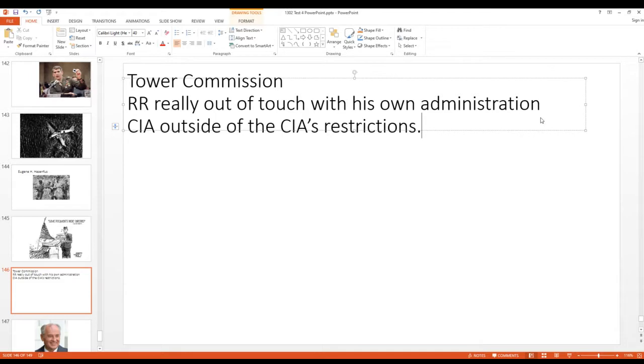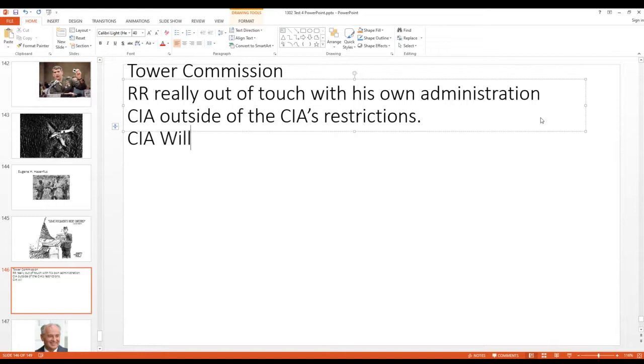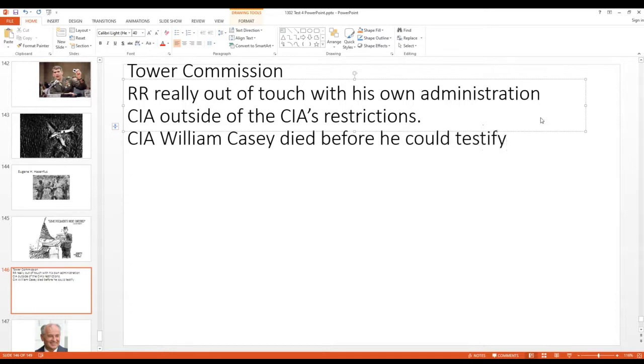North admitted to perjury and shredding evidence. Several people were indicted. Several people went to jail. The head of the CIA died before he could testify. What Reagan knew, if Reagan knew, is still highly debated, because you have to take into effect Alzheimer's.